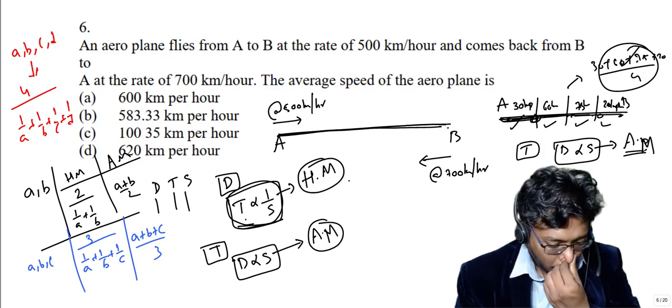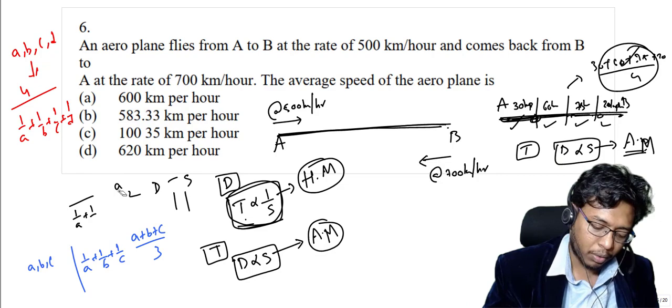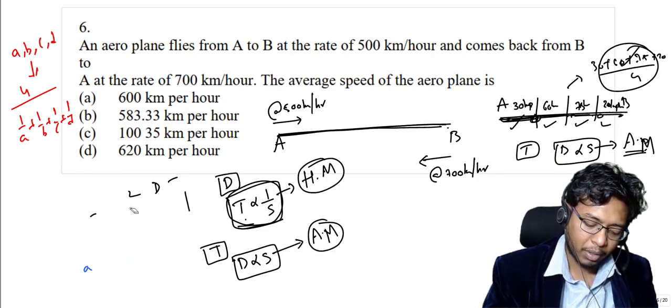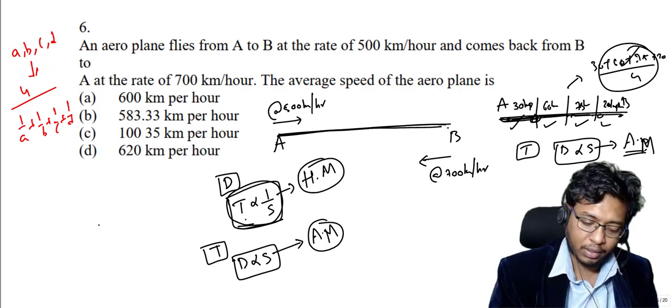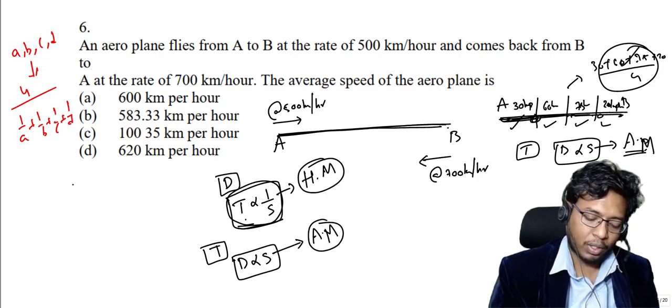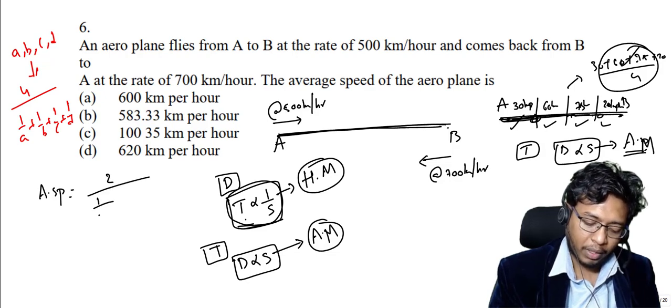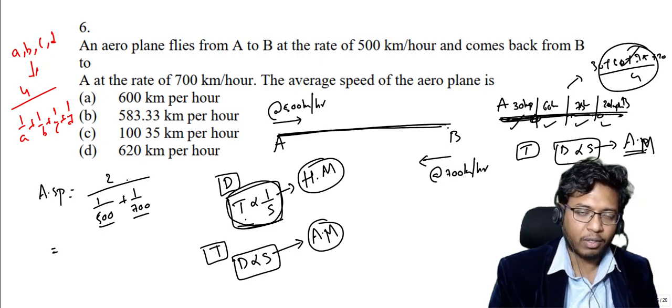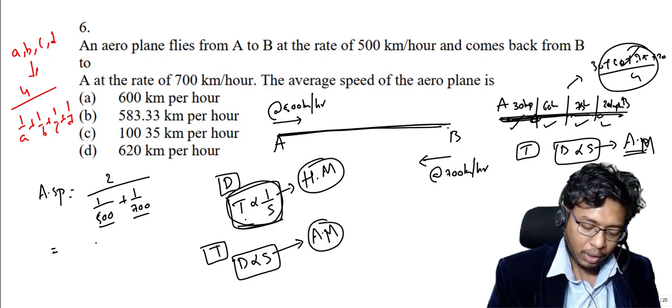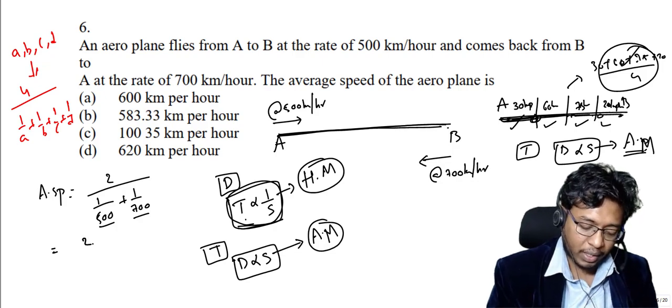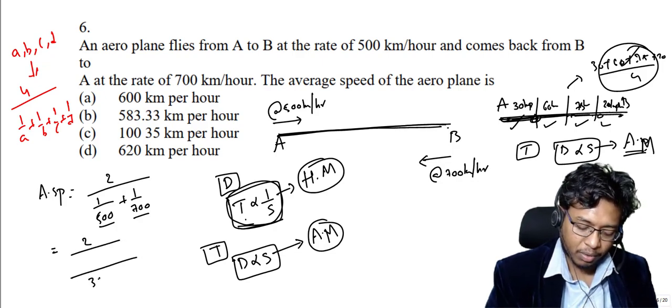Here you have to take the harmonic mean. So harmonic mean means what you will do? There are two numbers here, that is 500 and 700, right? So the average speed will be 2 by 1 by 500 plus 1 by 700. So if I take the LCM of 500 and 700, it will be 3500.